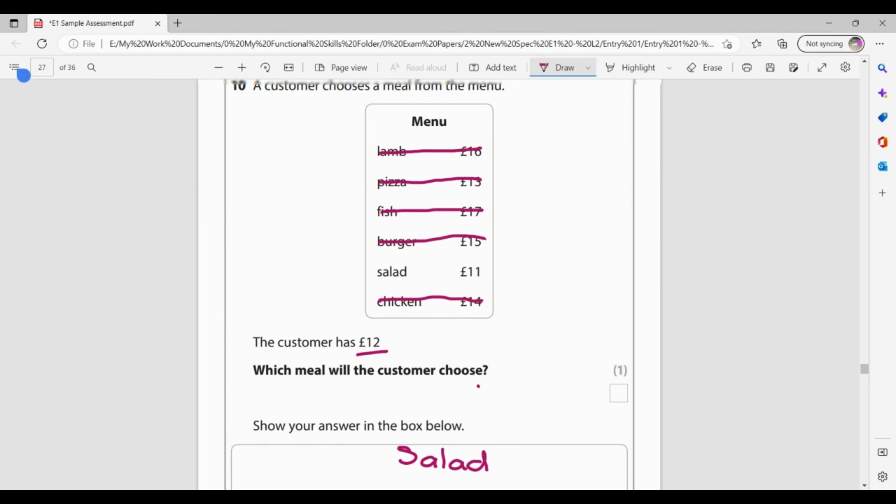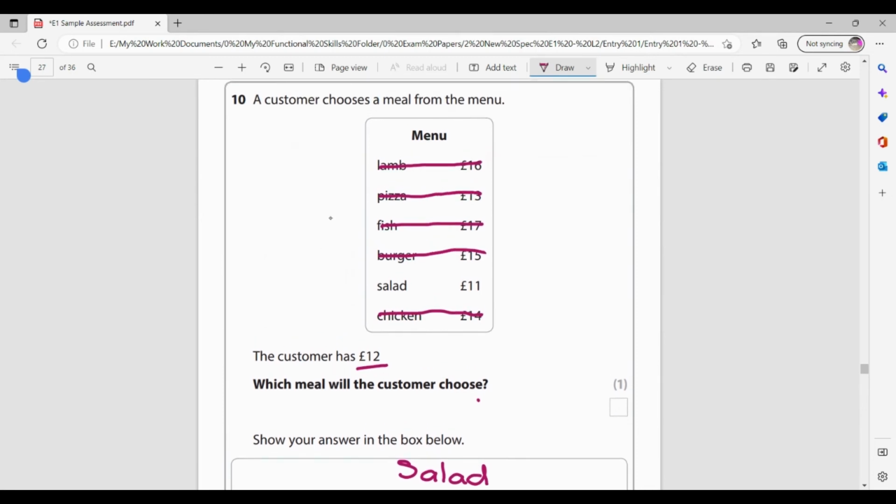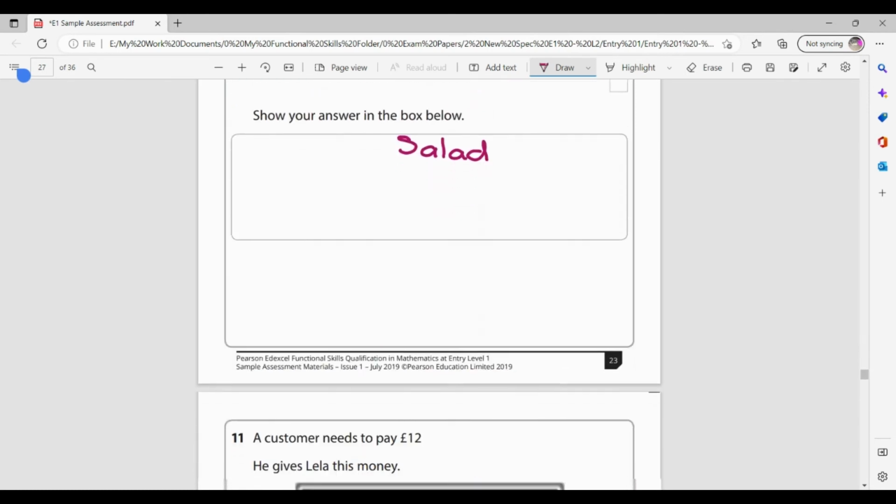Don't forget, on questions like this, it's your exam paper. You can draw on it, you can cross things out, you can underline things. So always underline important information and cross out the ones that aren't applicable in the question. And that'll help you process which one's the correct answer.